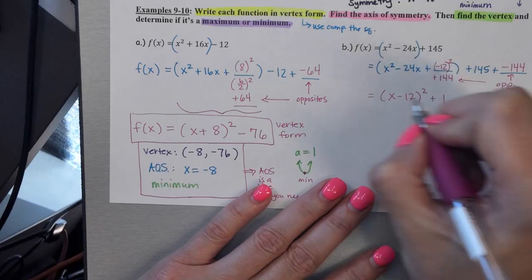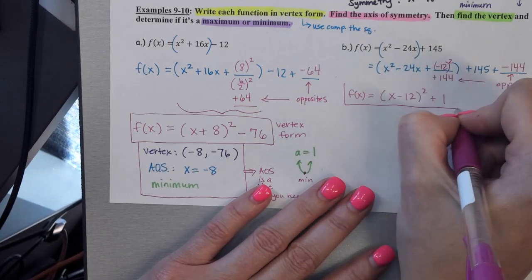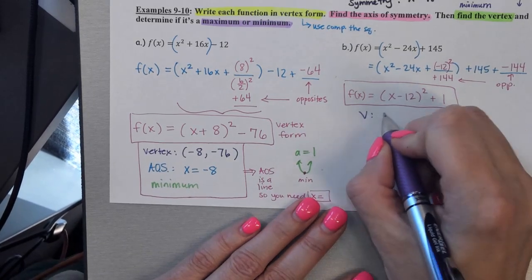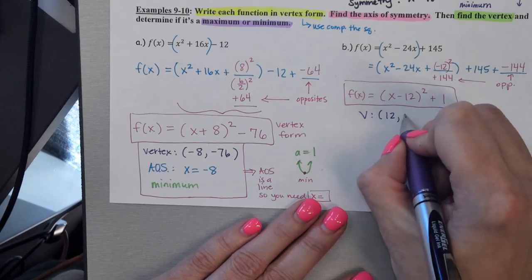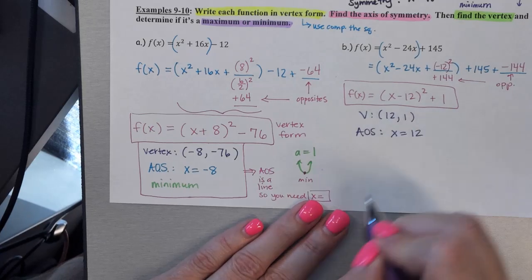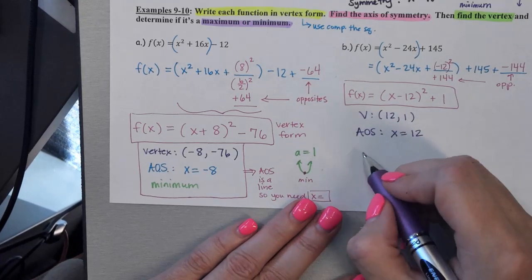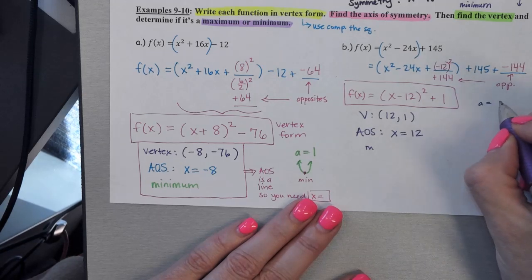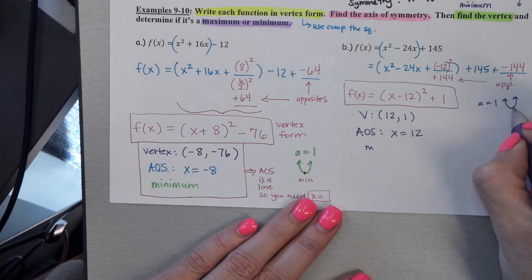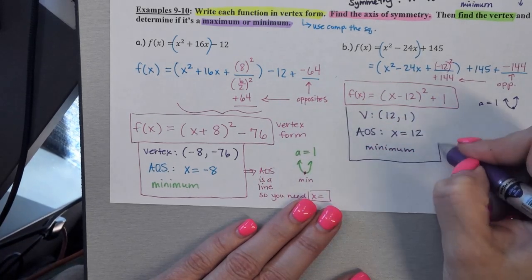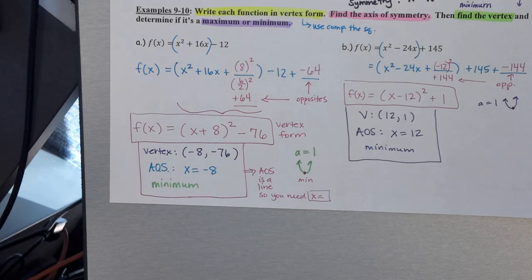And then when you are writing your equation, just make sure you have that f of x equals there. Your vertex is going to be the opposite of what's inside, and then the outside will stay the same. Make sure you get that x equals on your axis of symmetry. And then is this a minimum or a maximum? So what's your a value? 1. So if it's positive, it opens up, and that creates a minimum.